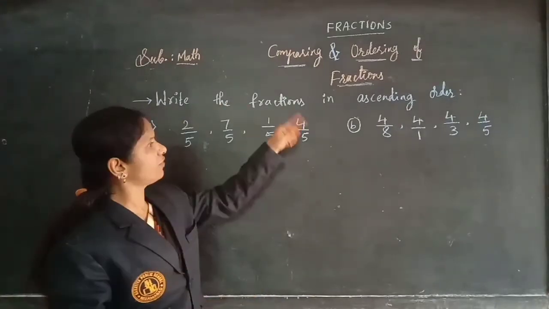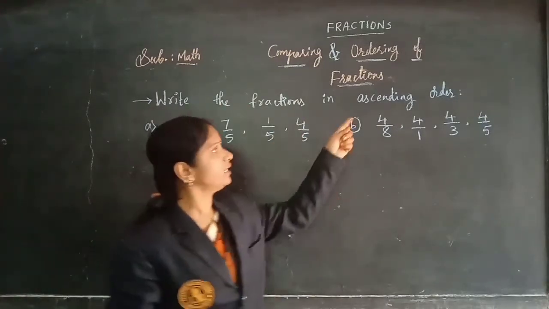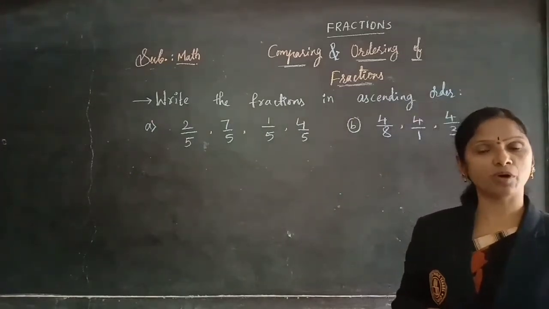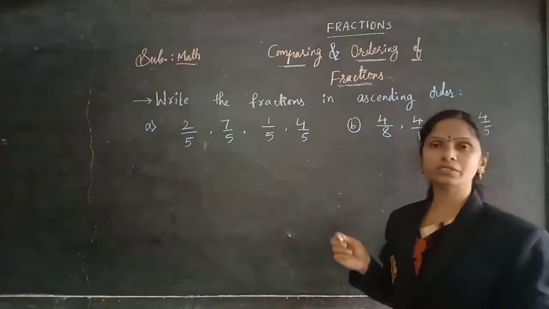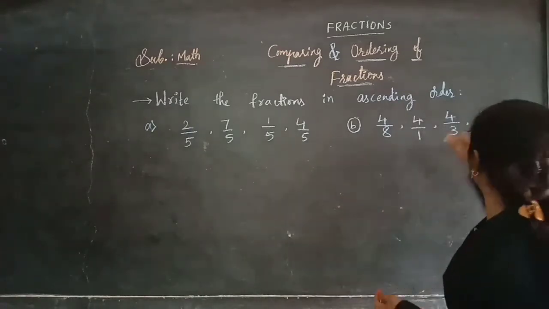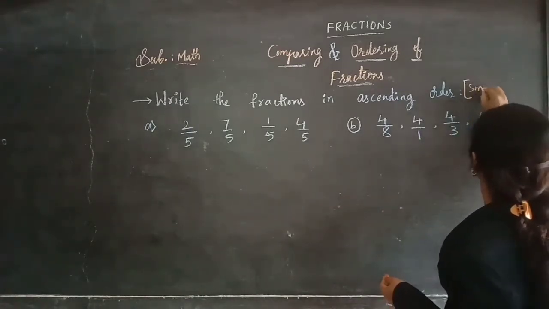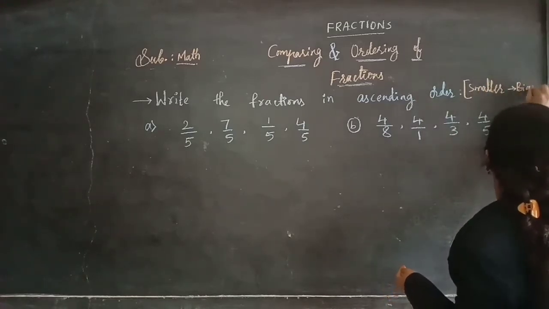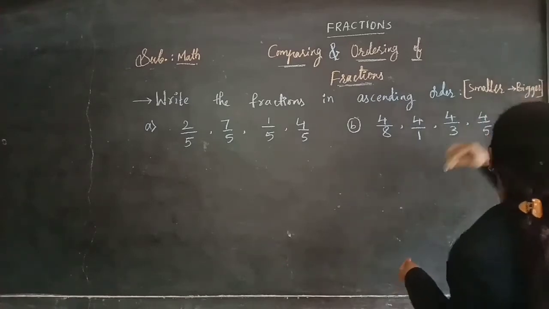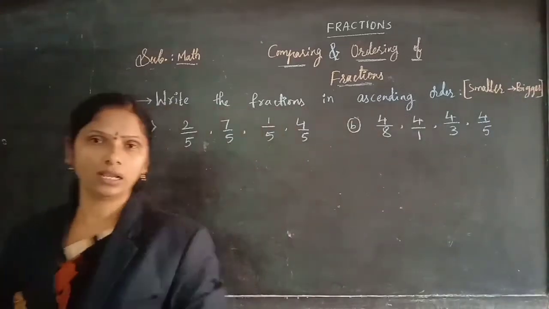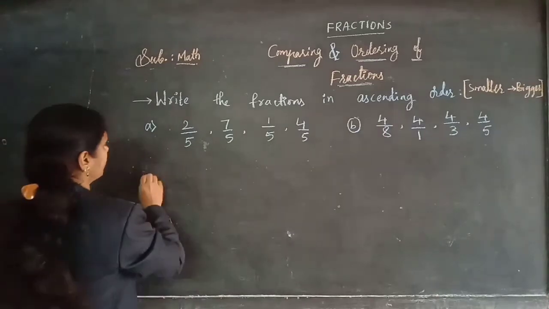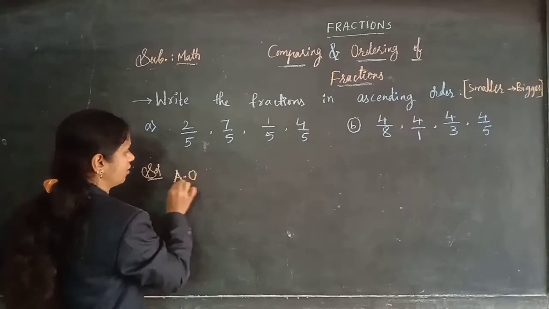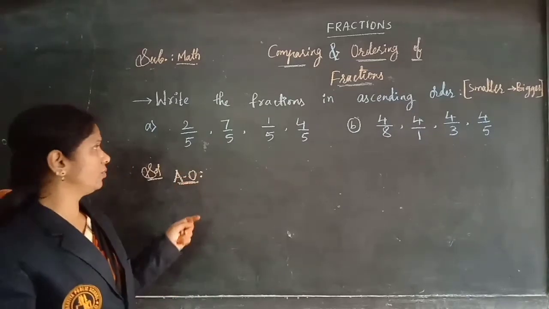Yes, sir. Write the fractions in ascending order. Ascending order means what here? When the numbers are arranged from the smaller number to the bigger number, those fractions will be in ascending order. Means smaller to bigger or larger. Smaller to bigger or larger. Let's arrange here. Ascending order.